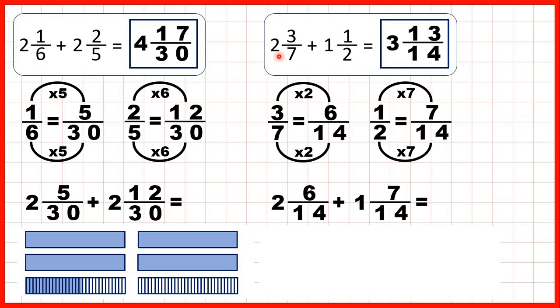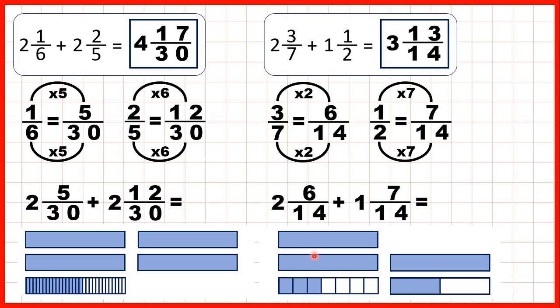Then, for this question, we had 2 and 3/7, and we were adding 1 and a half. We changed 3/7 into 6/14, and 1/2 into 7/14, so we could put our fractions together to get 13/14, and we had 3 wholes altogether, so that gave us our answer.